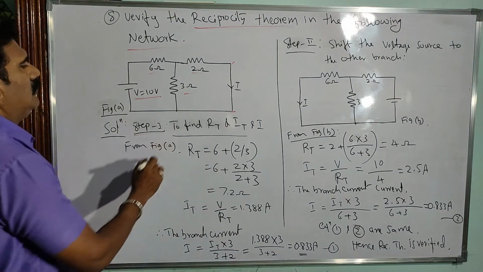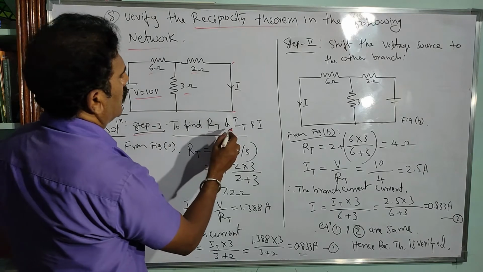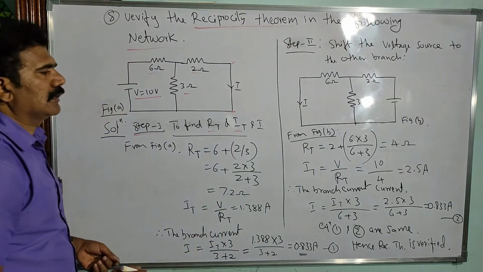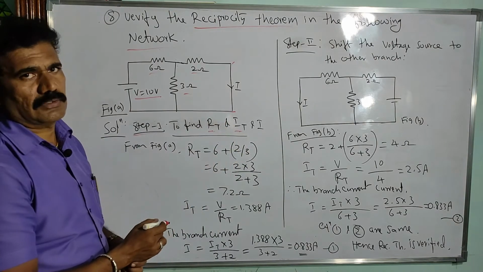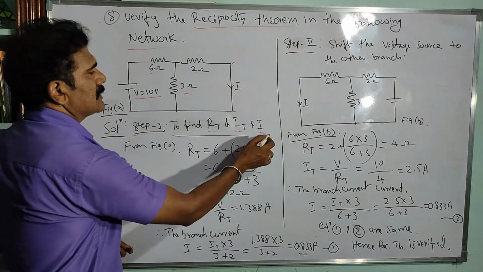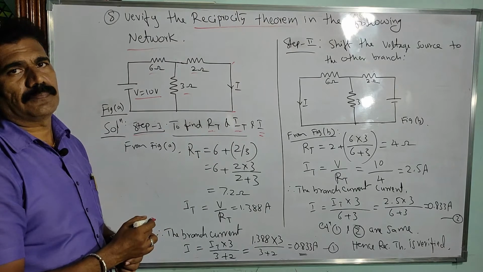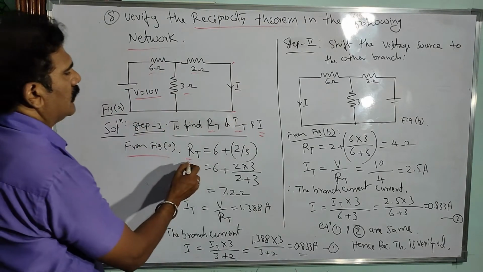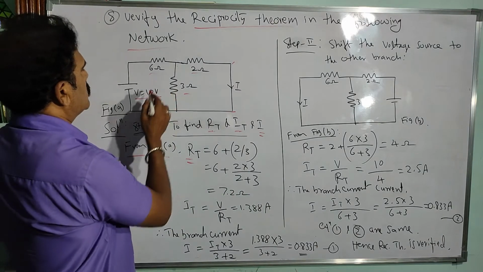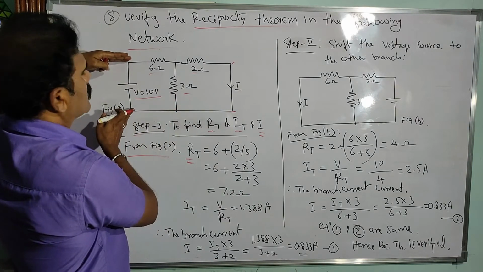In step 1, first you find the value of RT and IT. What do you mean by RT and IT? The total resistance of the circuit and total current in the circuit, where I is considered as this particular branch current. From the given figure, first you find out the value of RT. Very simple. You will find RT from the source side always.